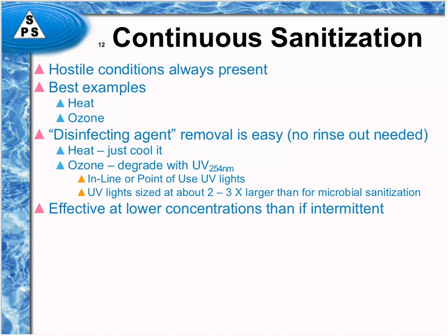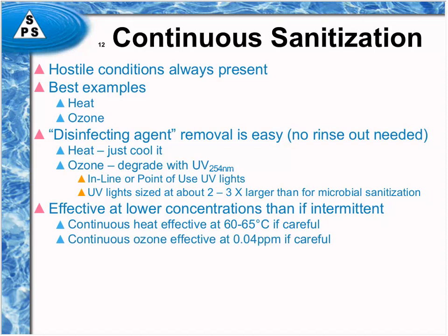Whenever you have a continuous sanitizant present, you don't have to have it at as high a concentration as you would if you were using it on an intermittent basis. For instance, if it was a heated system, hot water at 60 to 65 degrees is quite effective at killing organisms because they die about 55. But you got to be careful about heat penetration and getting that temperature to everywhere. Also, if you're using ozone, you can get away usually with about 0.04 ppm. That's 40 parts per billion. But you got to be careful about it because ozone has its issues like short half-life and that kind of stuff. So you can use lower concentrations.